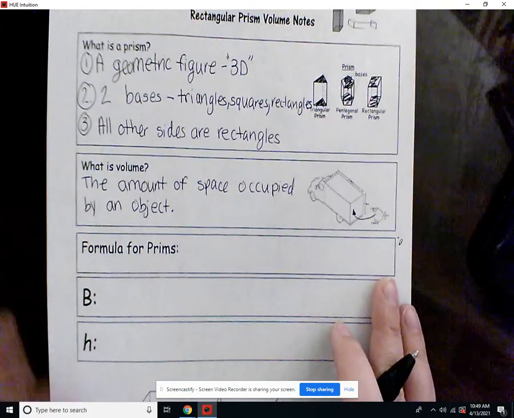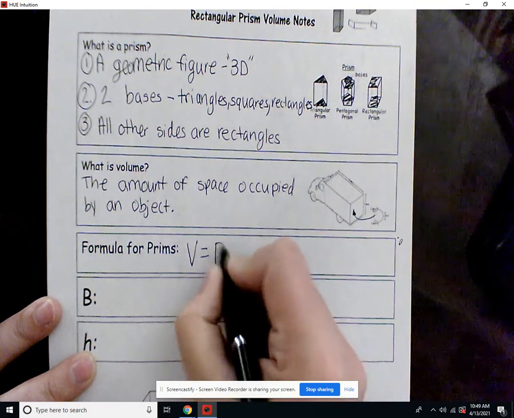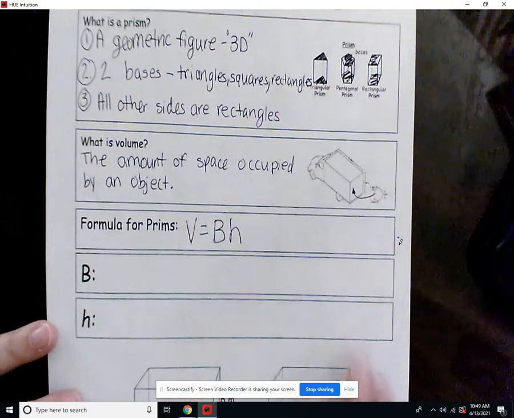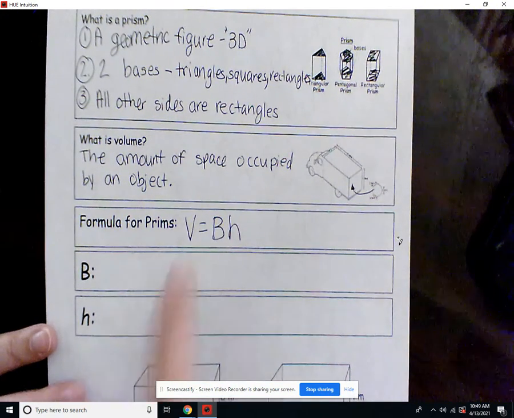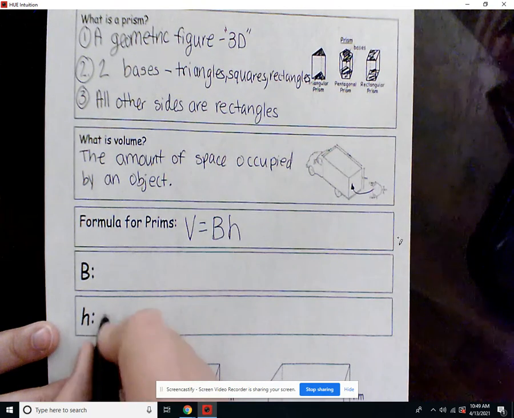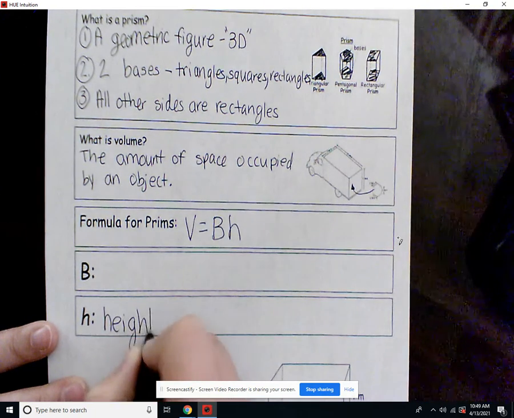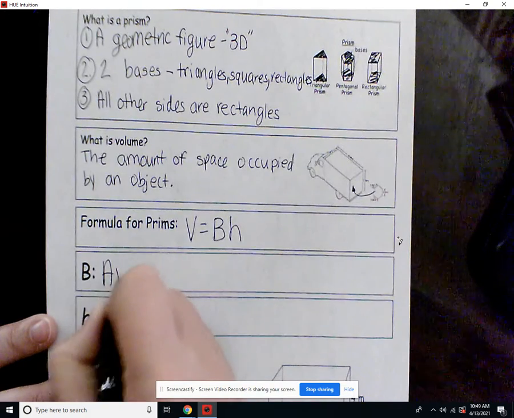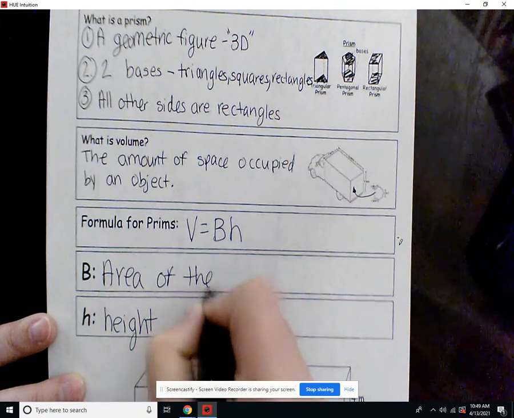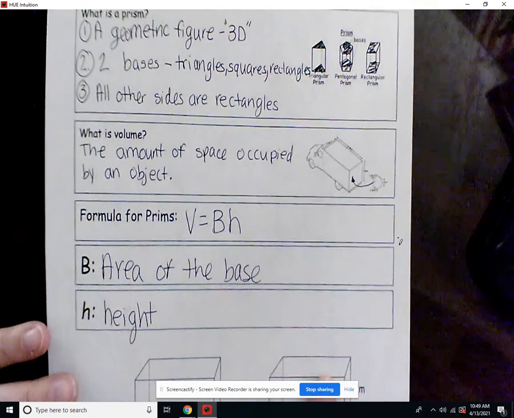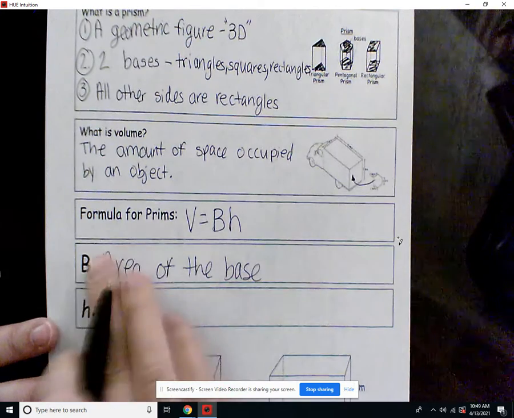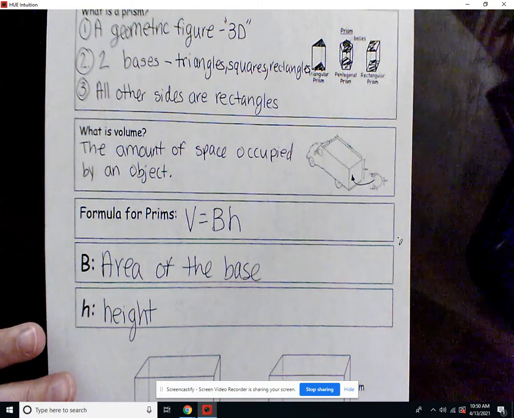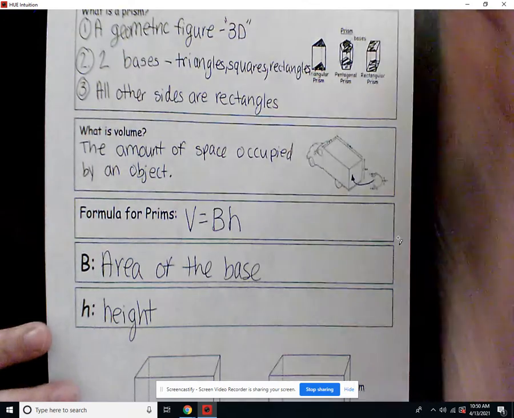So we do have a formula for prisms. It is V equals big B H. So we've been working with a little b. We never called it a little b, but once we talk about volume, we do have a big B. So V is volume, H is your height, and B is the area of the base. We call it a big B because little b is just the base, the side. But we're talking about the area of the base. Depending on the shape, it could be a rectangle, square, triangle, pentagon. But we're just looking at rectangular prisms.